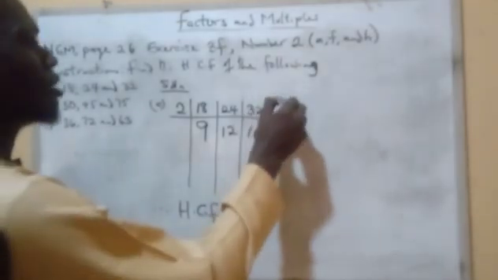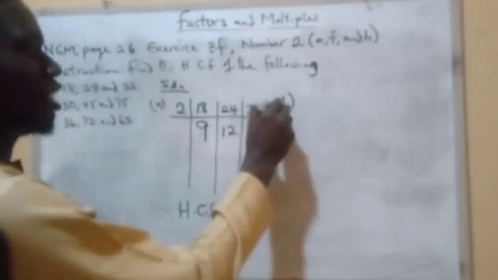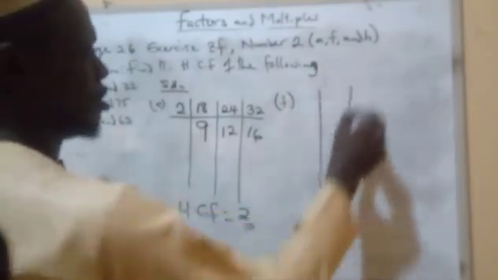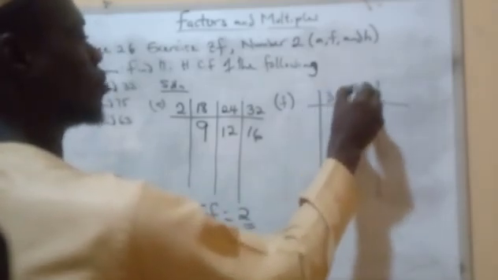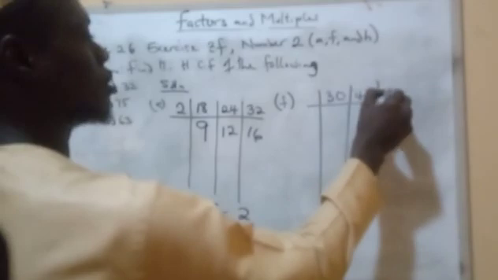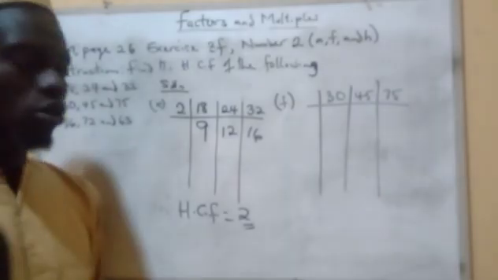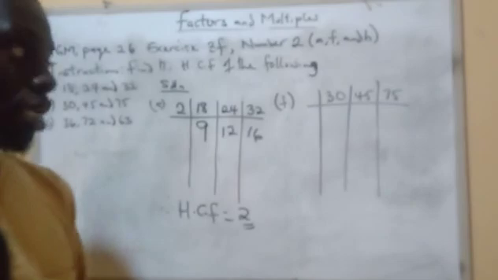So the B part, we are not solving the B. You are the one that will solve that for yourself. So we have 30, 45, and then 75. So what can divide these numbers? What prime factors can divide this?